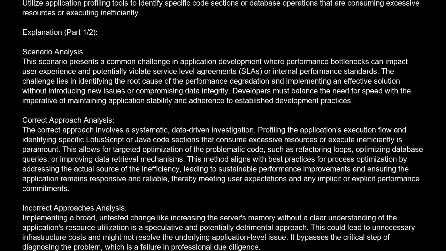The correct answer is D. Utilize application profiling tools to identify specific code sections or database operations that are consuming excessive resources or executing inefficiently.